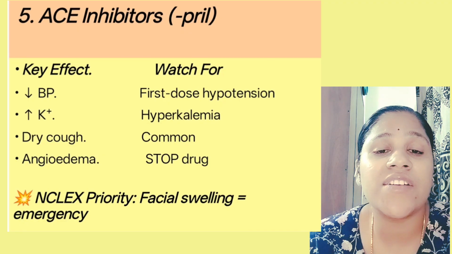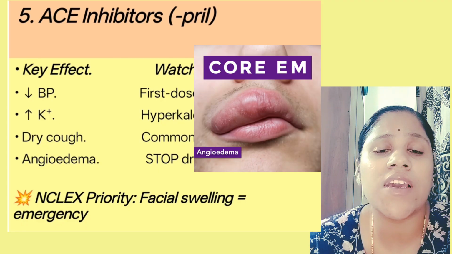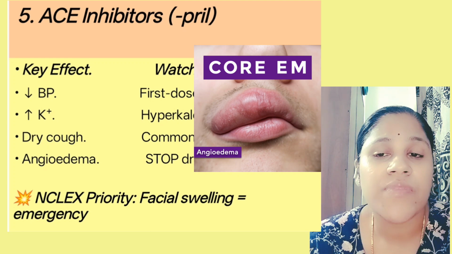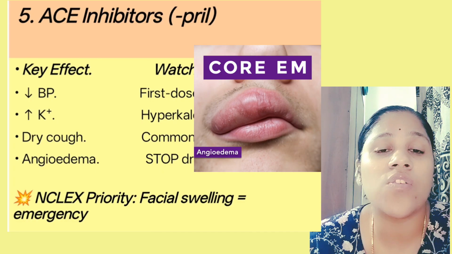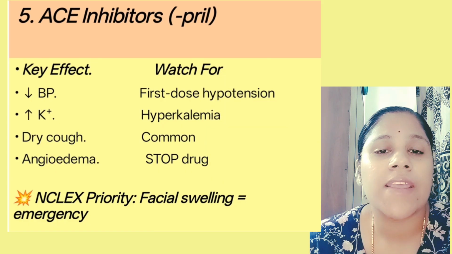Next key effect is the dry cough. It causes so much dry cough, so it is very common in the patient when we are starting ACE inhibitors. And next important thing is angioedema. Whenever you see angioedema in the patient who is taking ACE inhibitors, we need to stop this particular drug. Yes, it is a very life-threatening emergency. So the NCLEX priority here is if there is any facial swelling or angioedema, it is a very high alert and we need to create an emergency and stop the drug.